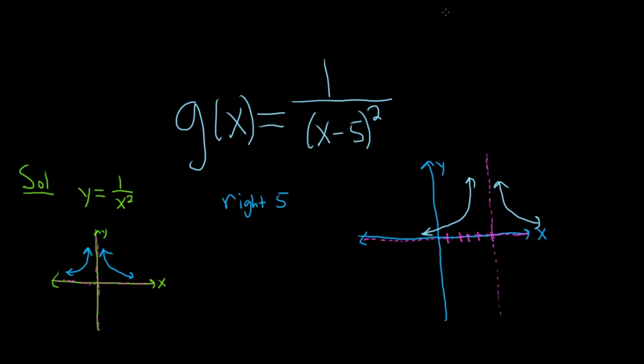Just to make sure you got it, if instead it was 1 over (x plus 5) squared, remember it's backwards. Whenever you add to the x, it's backwards. You think it's right, but it's left, etc. So here we're adding 5, so it's going to be left 5.